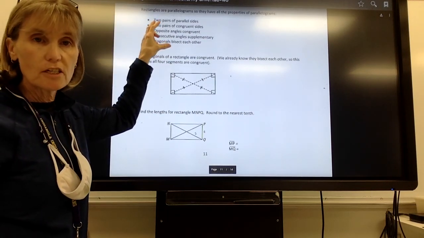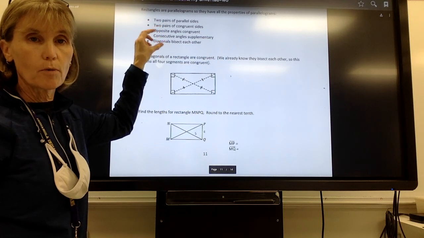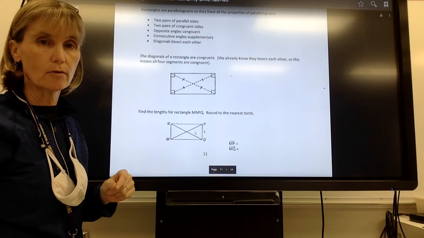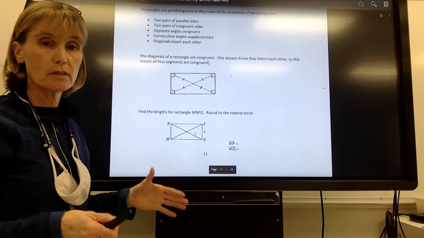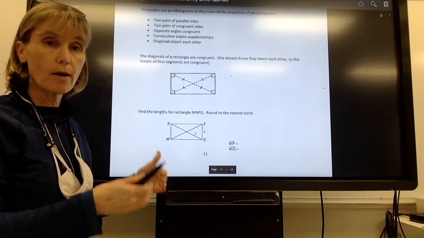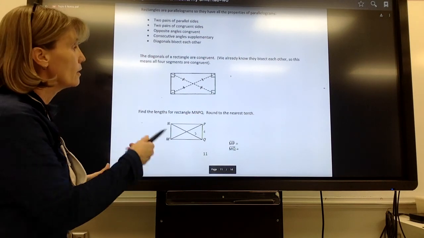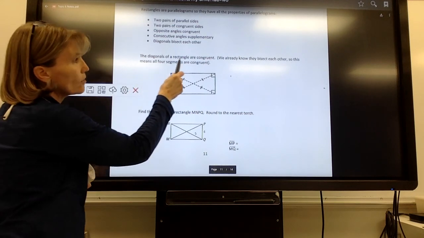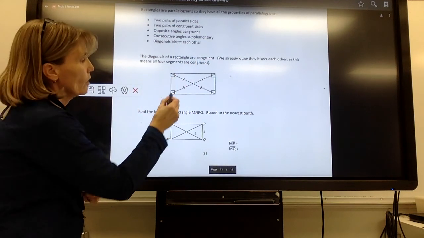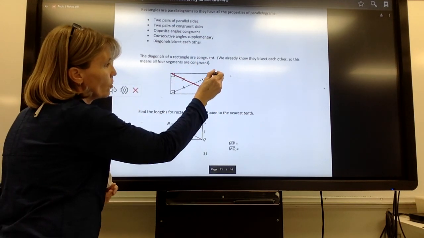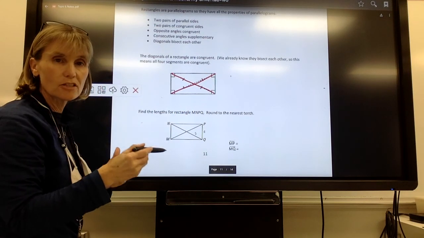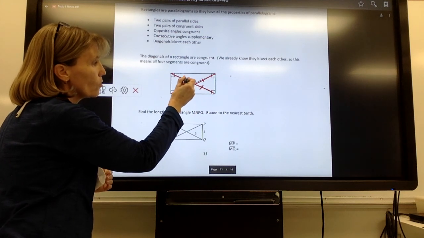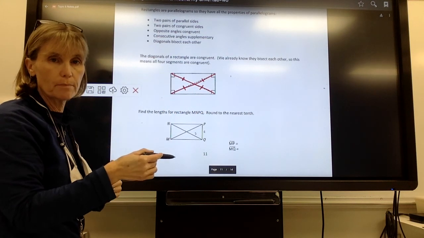Now, in addition to these 5 criteria or properties for a rectangle, we have some that are unique to the rectangle. So not all parallelograms have this, but if it's a parallelogram that is a rectangle, then these properties apply as well. It says the diagonals of a rectangle are congruent. So if these distances are congruent to each other, those lengths are the same. Because they bisect each other, all 4 of those distances are the same.